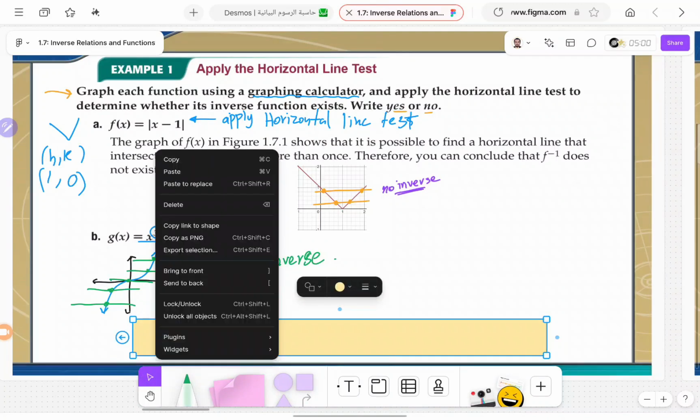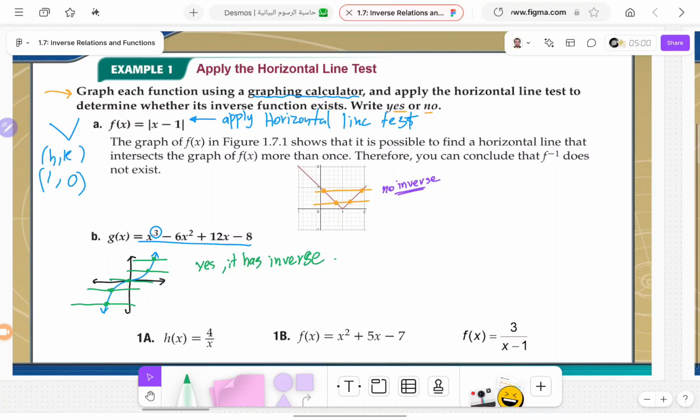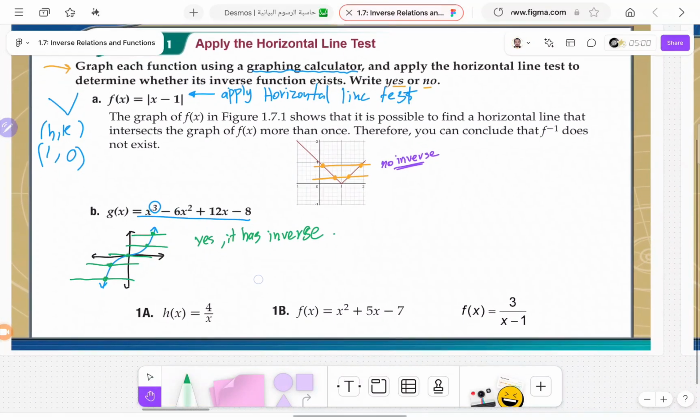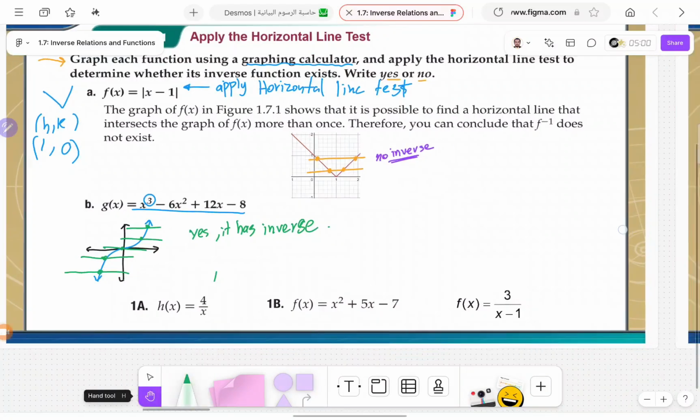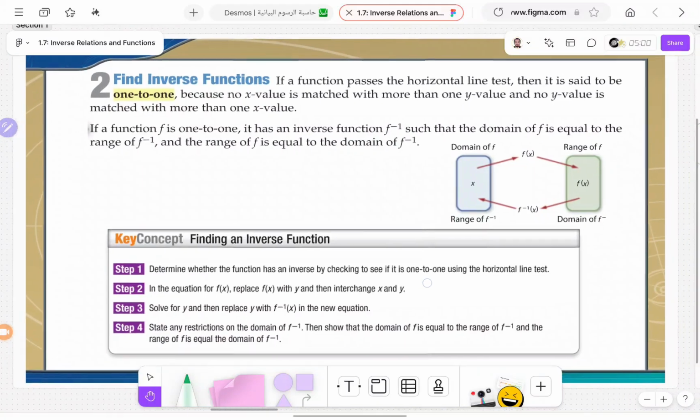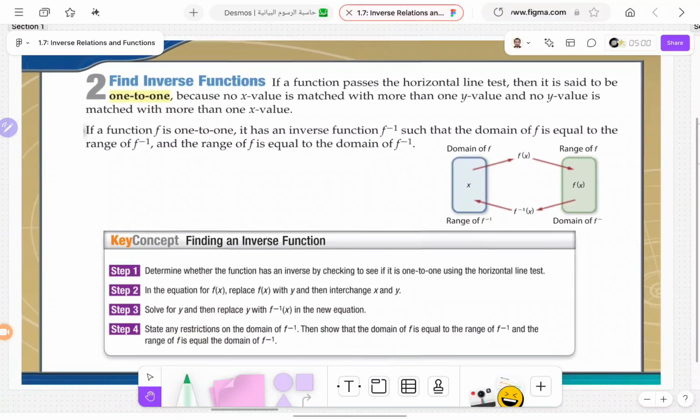Okay, now I have exercises here. Try to graph these 3 functions, and after you graph them, apply the horizontal line test and just give me the answer. Does this function have an inverse? Just write yes or no for this one and this one. Okay, now let's go to a more important part, which is to find the inverse function algebraically.